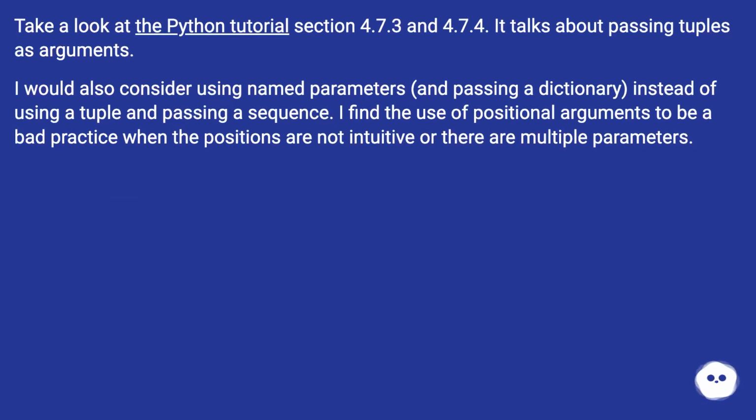Take a look at the Python tutorial section 4.7.3 and 4.7.4. It talks about passing tuples as arguments. I would also consider using named parameters, and passing a dictionary, instead of using a tuple and passing a sequence. I find the use of positional arguments to be a bad practice when the positions are not intuitive or there are multiple parameters.